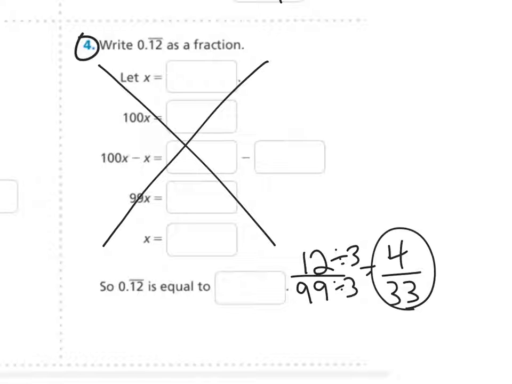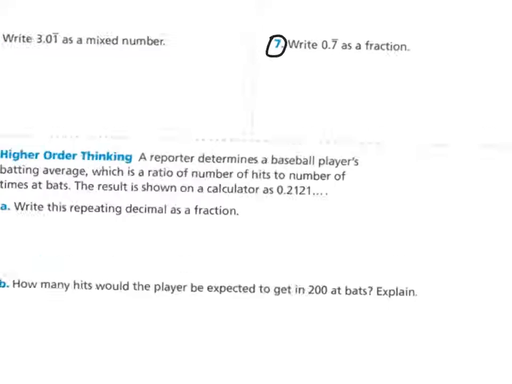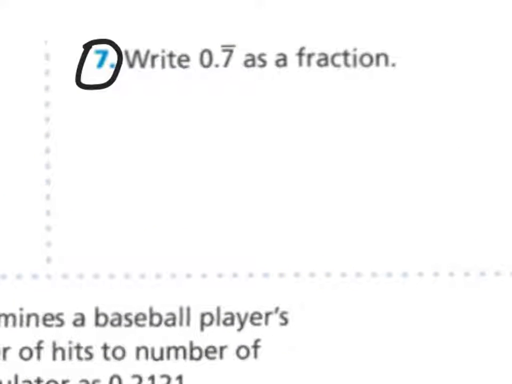Which would be 4 over 33. At that point we can't reduce that any further, so that would be our answer. So we're going to look at number 7. They want us to write this as a fraction. So this just has 1 digit repeating right after the decimal, so we can write that as 7/9, and that can't be reduced.